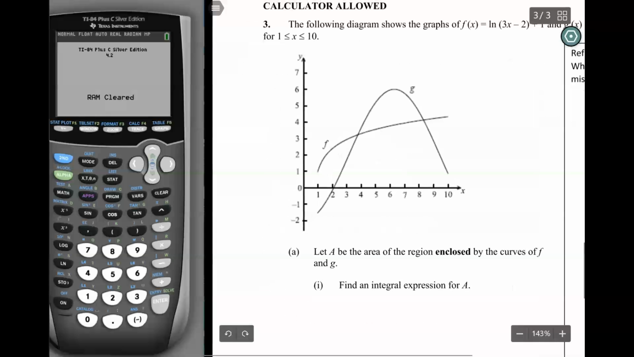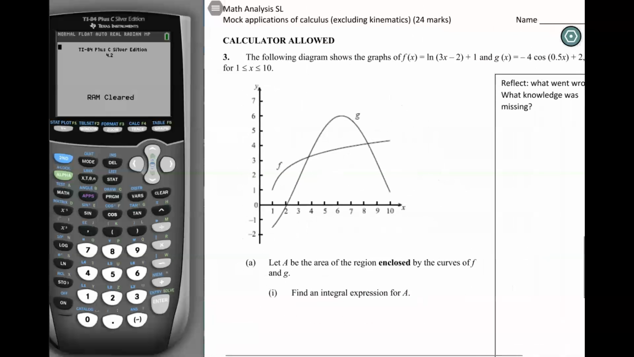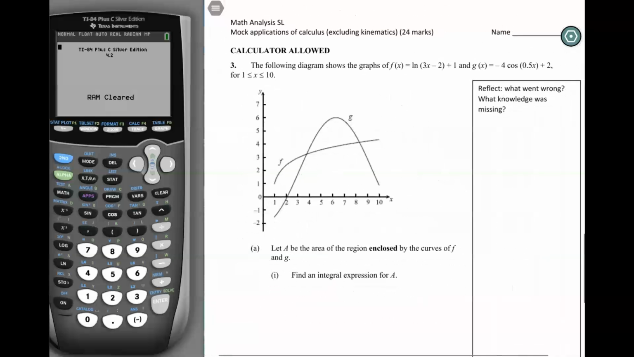I wanted you to see a paper 2 problem versus a paper 1 problem. Don't waste your time doing any of a paper 2 problem without the calculator. They don't want you to do that. Okay, so let's take a look at this one.